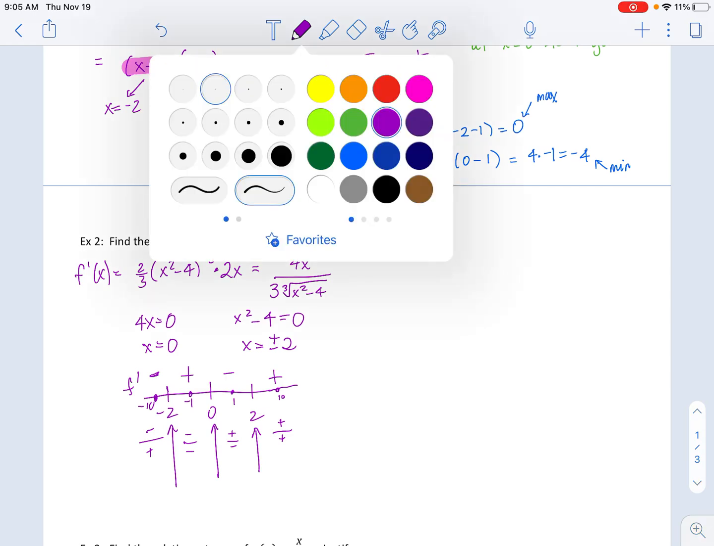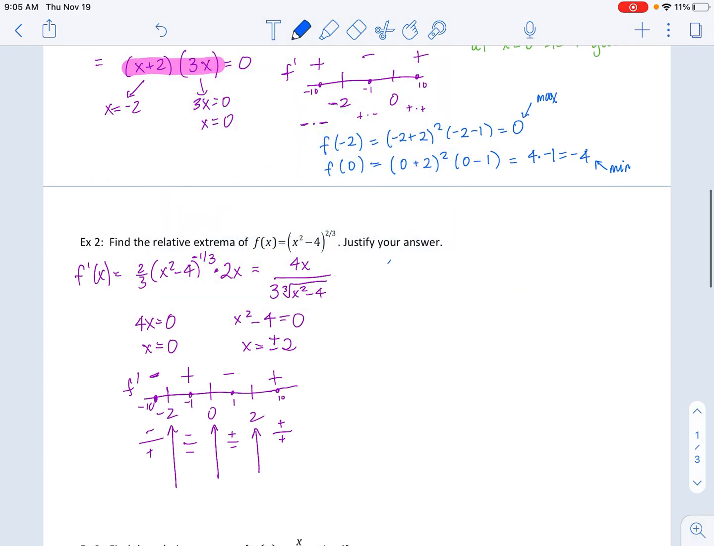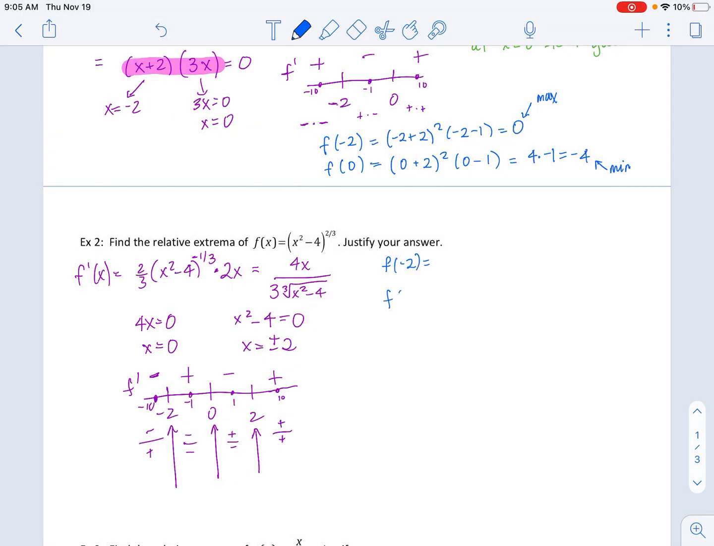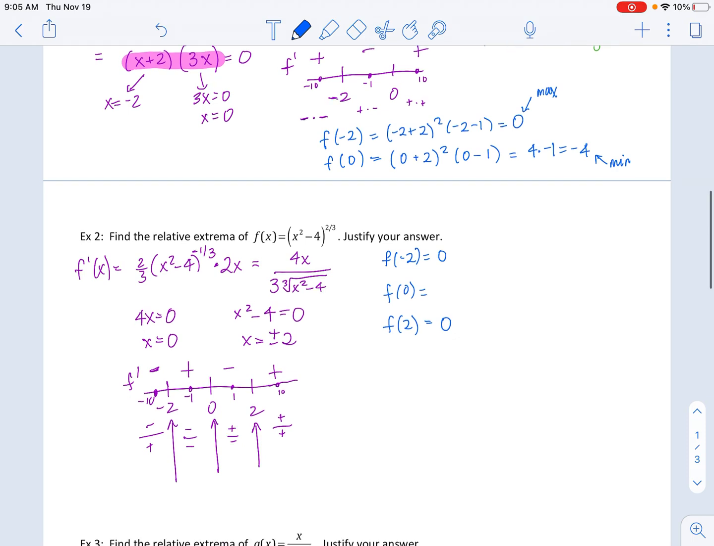So I'm going to do that work in the blue from up above. I'm going to figure out f of negative 2, f of 0, and f of positive 2. So f of negative 2 actually is the number 0. I kind of know that f of positive 2 is also going to be 0 because when I square that 2, subtract 4, right, I get 0.